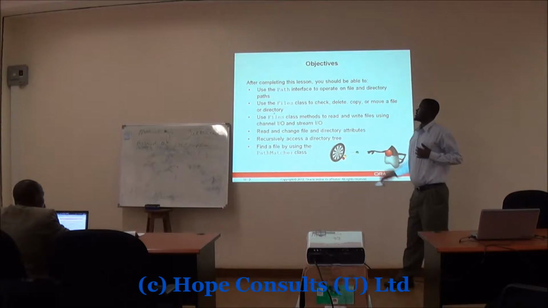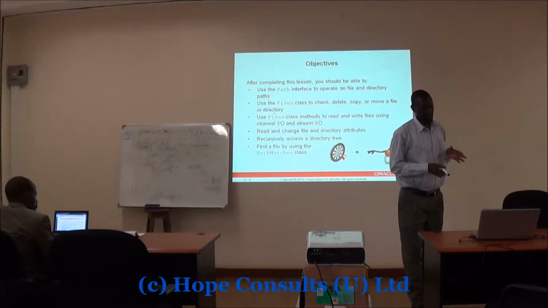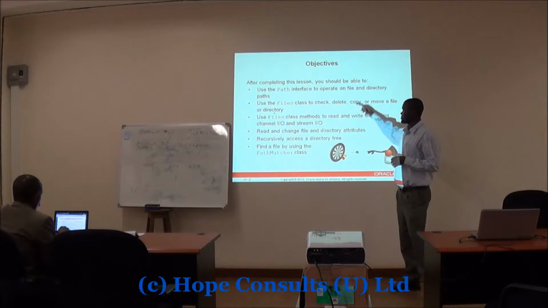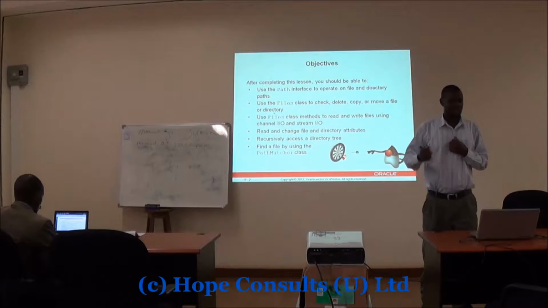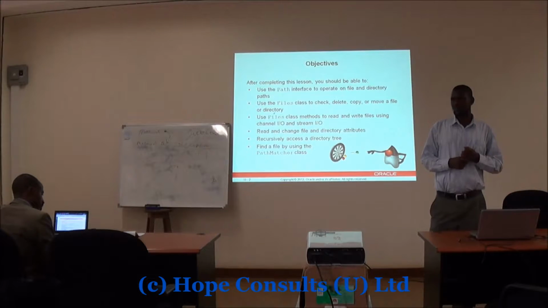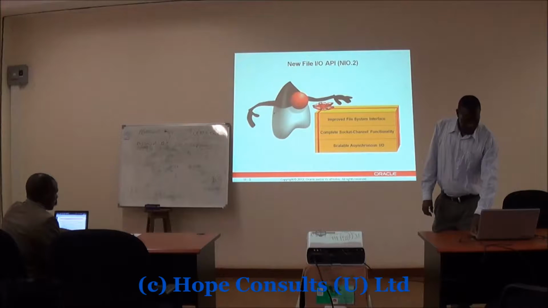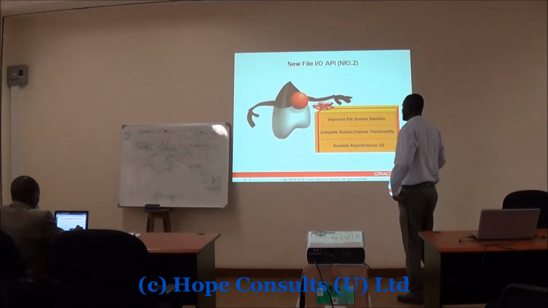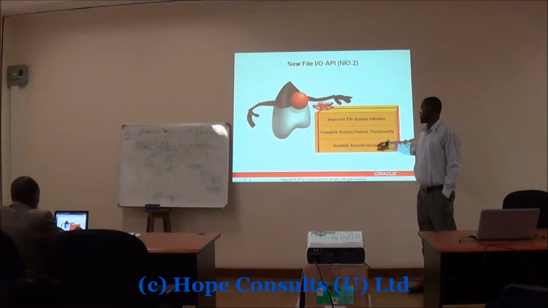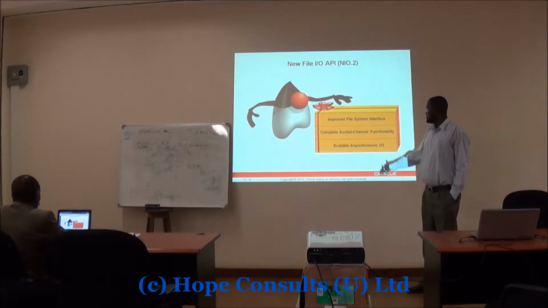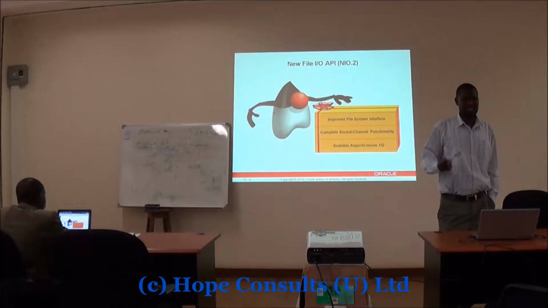So the Path interface is used to operate on files and directories. And these are the major tasks that you will be able to do, which are not easily done with the previous module that we looked at. So here we expect an improved file system interface, scalable asynchronous I/O, and complete socket-channel functionality. Asynchronous means you can execute this asynchronously as you do other things.